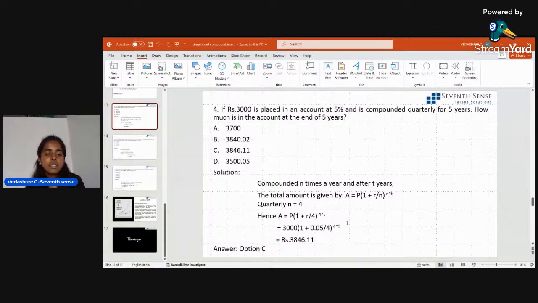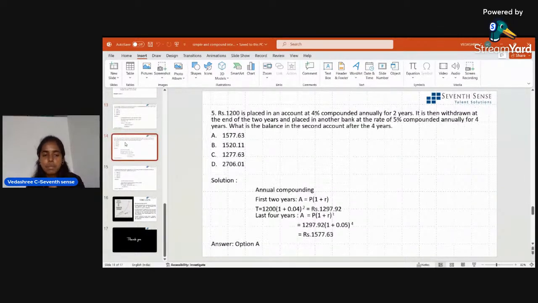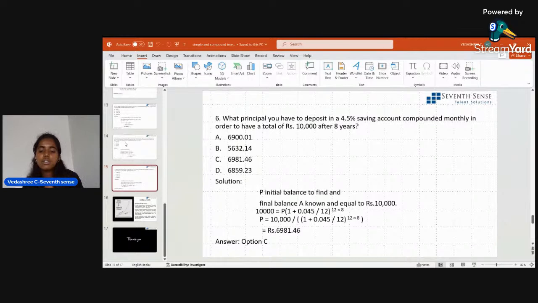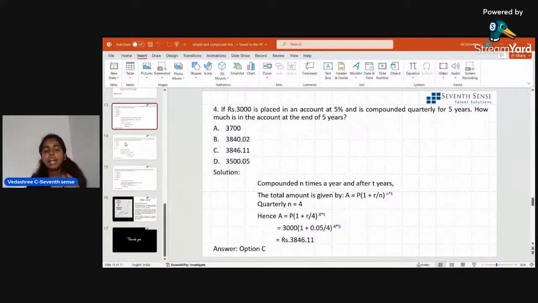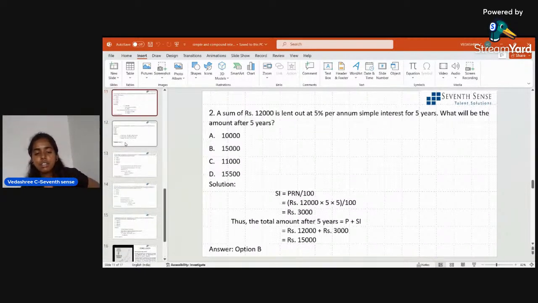These are the problems related to simple interest and compound interest. So just use the formula and calculate the answer.